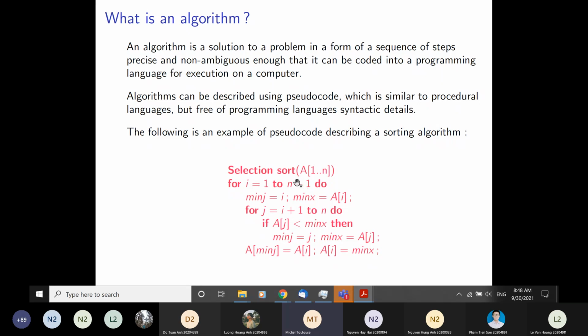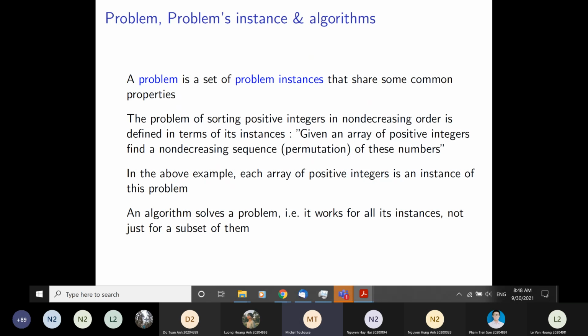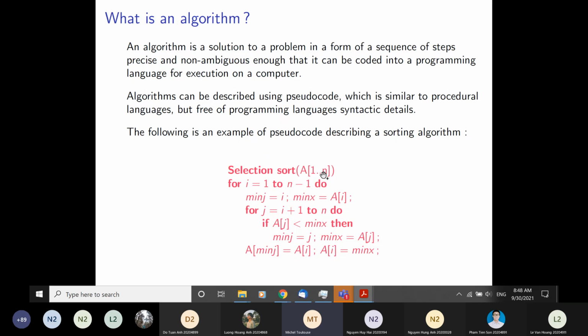So this is an algorithm that solves a specific problem. The problem that is solved is to find a sequence. A here is an array of integers, and we want to find a sequence of these integers so that they are in increasing order. So we want to sort this array in increasing order. We want the first element of this array to be the smallest one, and the last element to be the largest one.